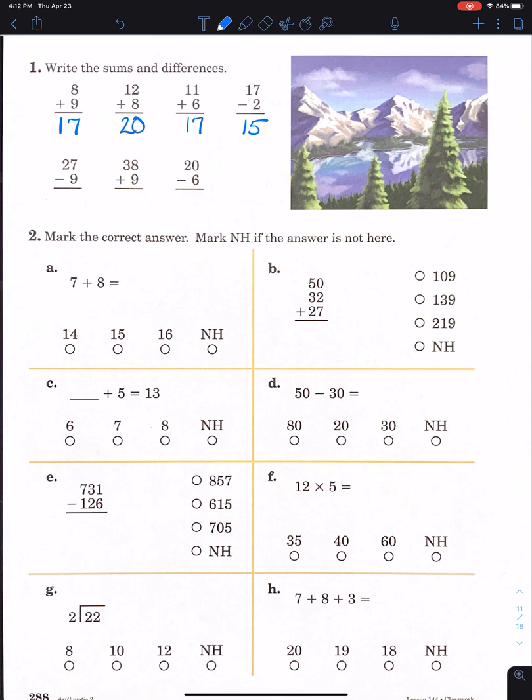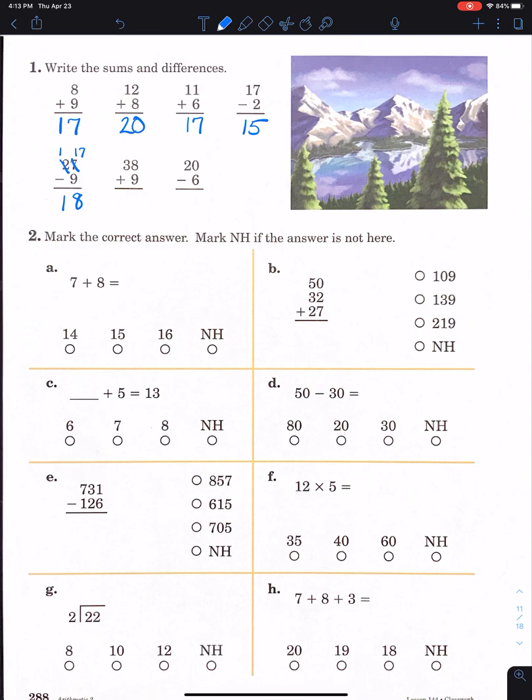Moving on, 27 minus 9. Well, we can't take 9 things away from 7 things, so we're going to borrow 1 from this 10's place, and there's 1 left. We're going to add the 10 to the 7 for 17. 17 minus 9 equals 8. And 1 minus nothing is 1.